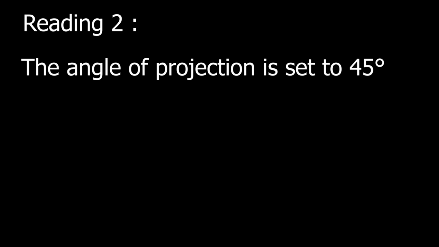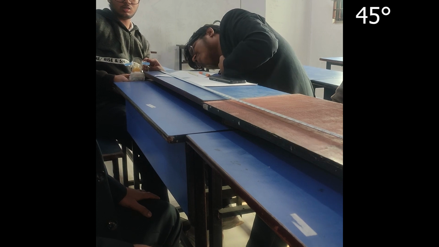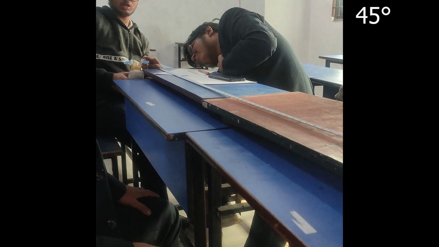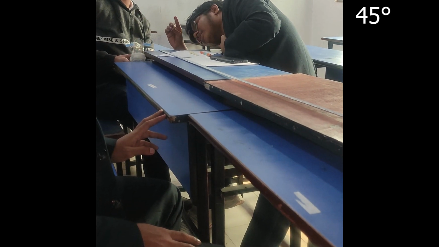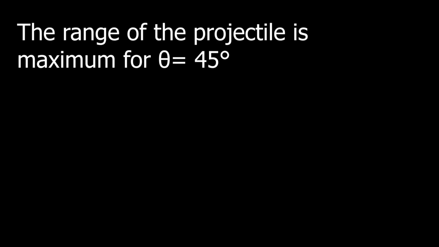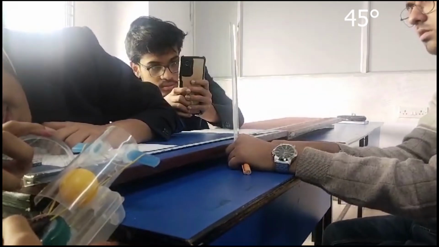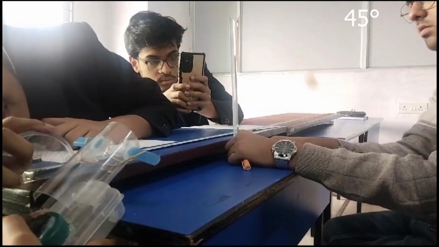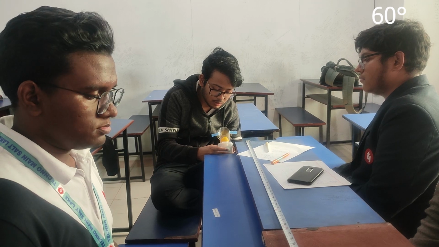The same process is repeated for our second reading, where the angle of projection is set to 45 degrees. We also note that the range of the projectile is maximum for this angle. For our third reading, the angle of projection is set to 60 degrees.